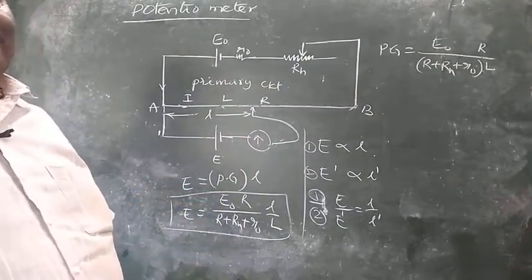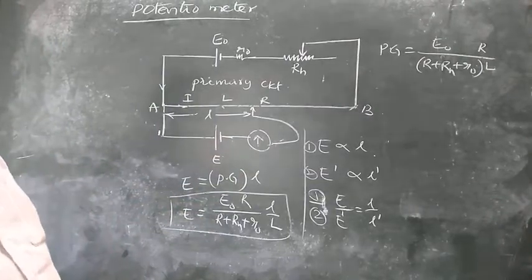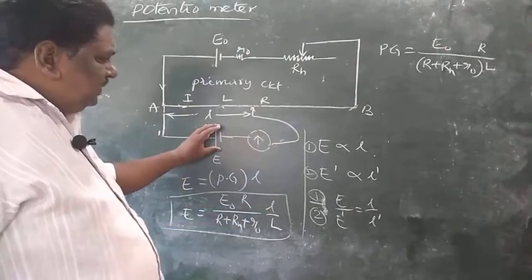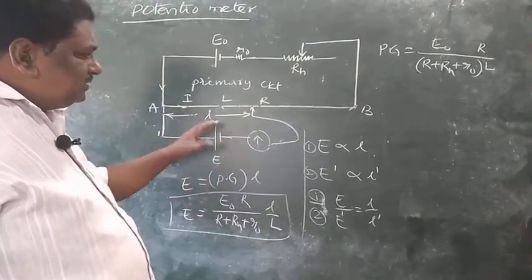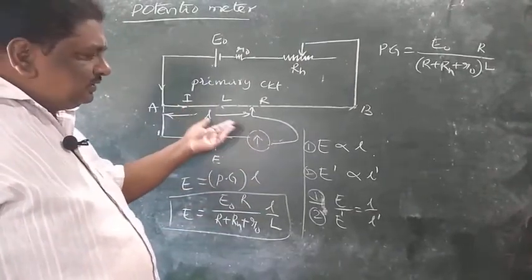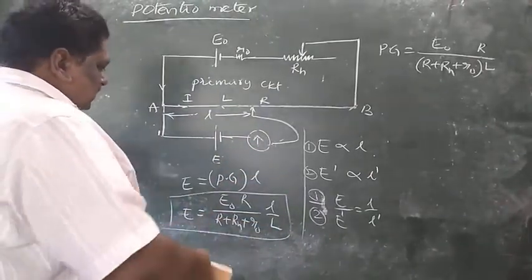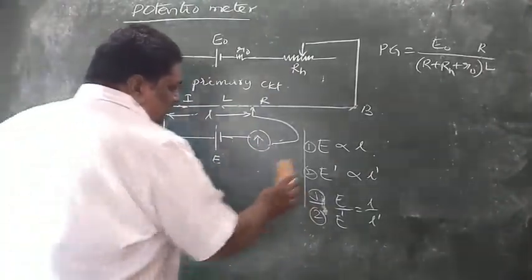By using this ratio you can easily estimate whether E or E dash is greater, and how much greater. Sometimes the sum and difference method is adopted. In the previous method, one time E is placed and removed, next E dash is placed, and those lengths are compared. But there is another method, called the sum and difference method.